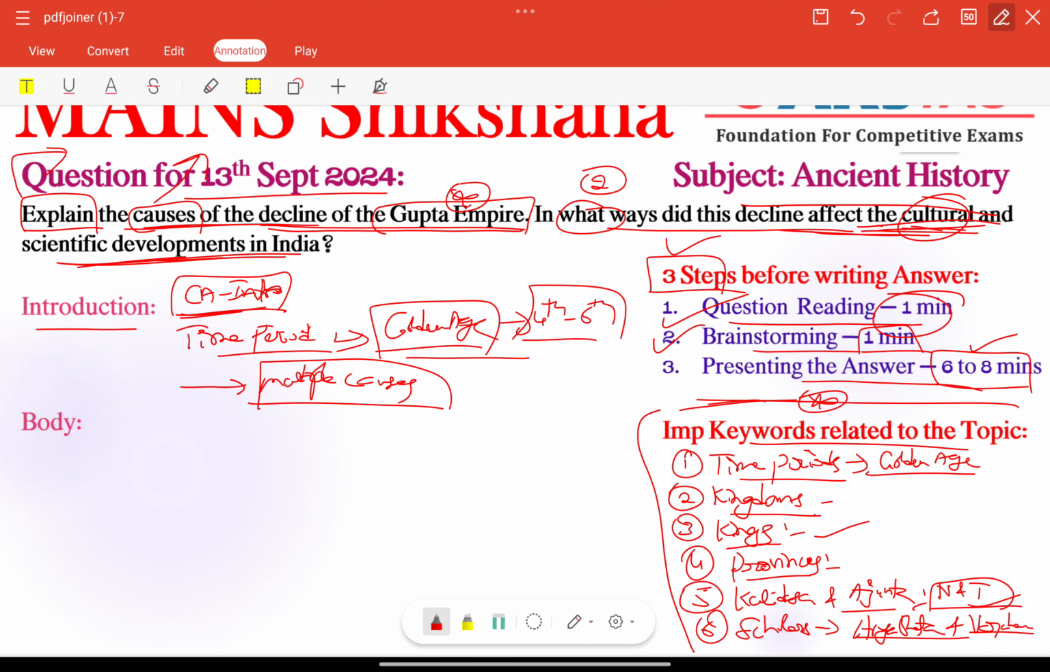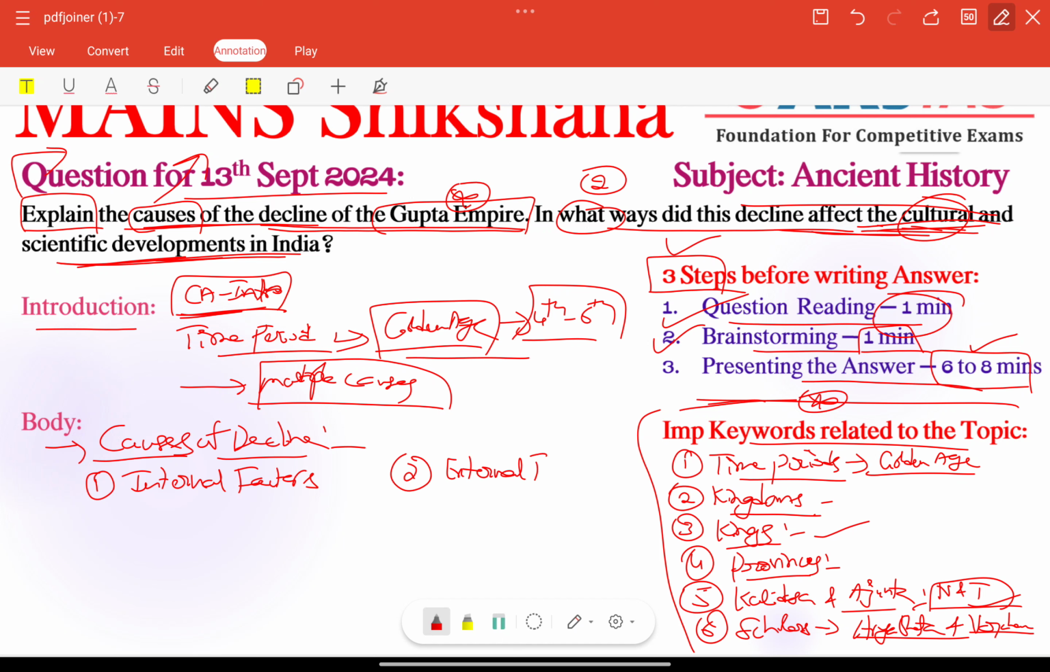So next, coming to the body part, we need to provide one by one whatever is asked in the question. First we need to mention the causes of decline, one by one. The first important thing is internal factors. We have internal and external factors, and we need to write them separately. In between the body part and the introduction, we can draw a map.